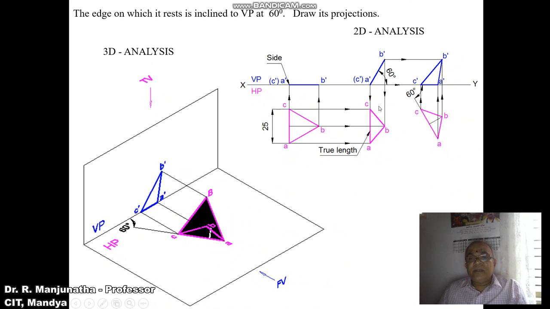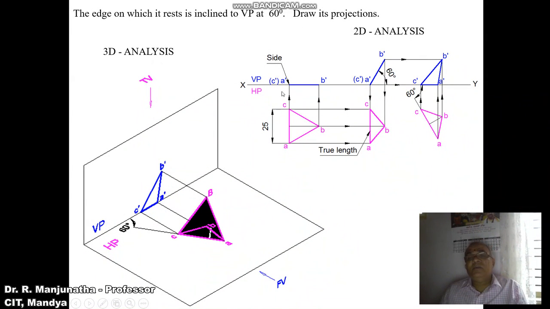So we just rotate the second position top view by an angle of 60 degrees, and then draw the corresponding front view, where A dash C dash is on the XY line. This sketch and the earlier sketch will be the same. As we see from the front view, A and C are on HP, so A dash C dash will be on the XY line in the front view, and B is above HP, so B dash will be above HP. This is how you analyze this problem in 3 dimensions as well as in the orthographic view.